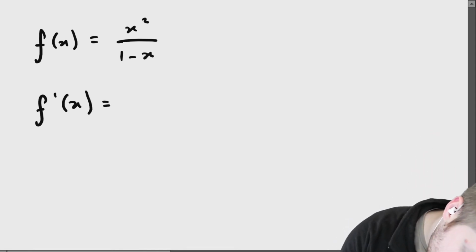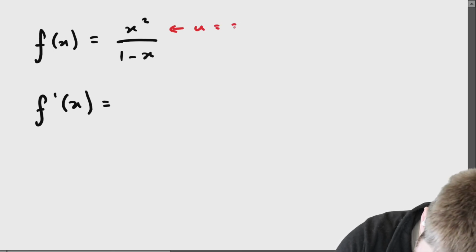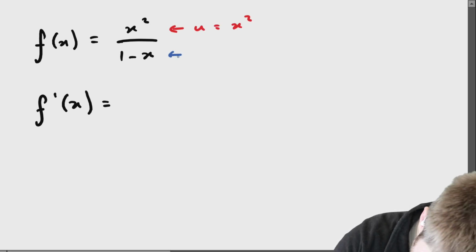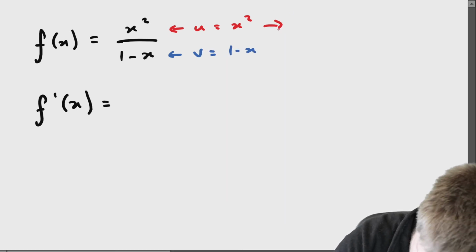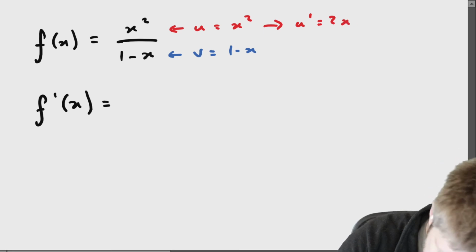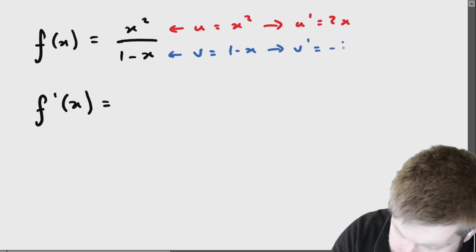Okay, so if I differentiate, it's going to be the quotient rule, because I have a quotient of two functions. So that's u, that's x squared, and that's v. That's equal to 1 minus x. So if I differentiate these things, the derivative of u is equal to 2x. The derivative of v, well, it's just equal to -1.